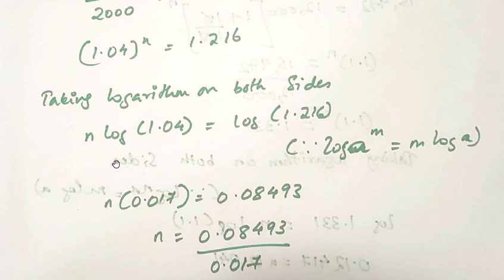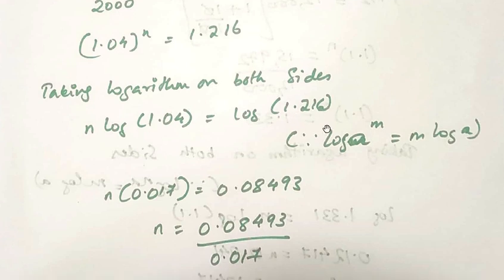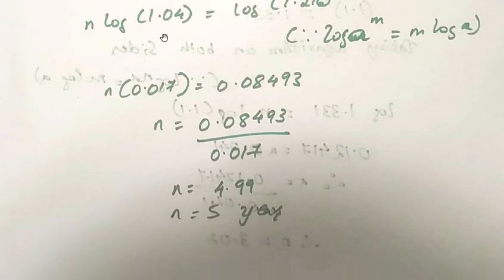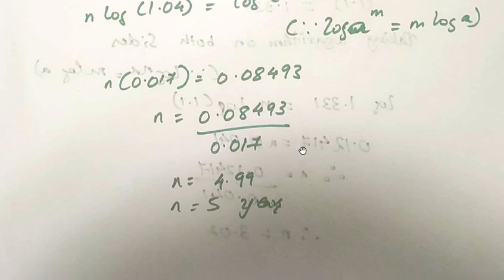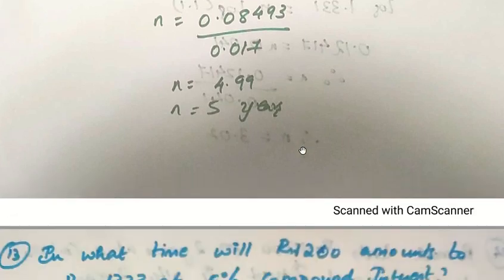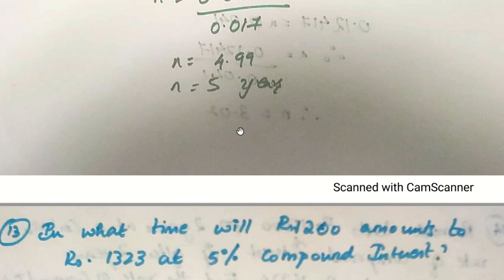Now what you're supposed to do is take the log. When you take the log, it will be n log 1.04 is equal to log 1.216. So the value of log 1.04 is 0.017 and the value of log 1.216 is 0.08493. You can find this out in your scientific calculator. So n is equal to 0.08493 divided by 0.017. So n is equal to 4.99, which is equal to 5 years.